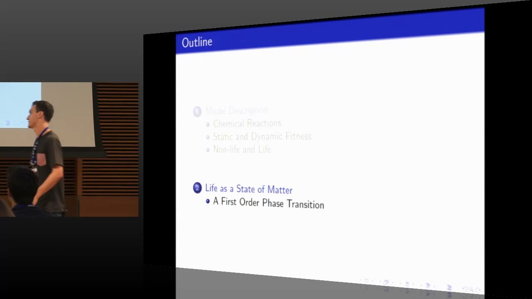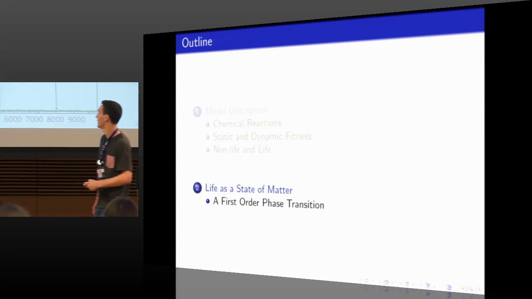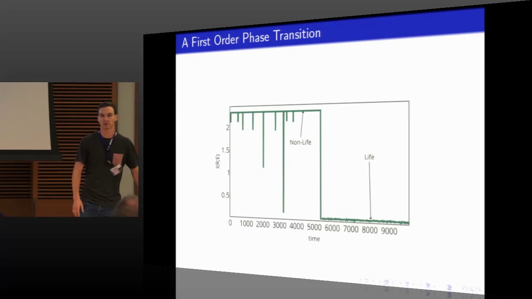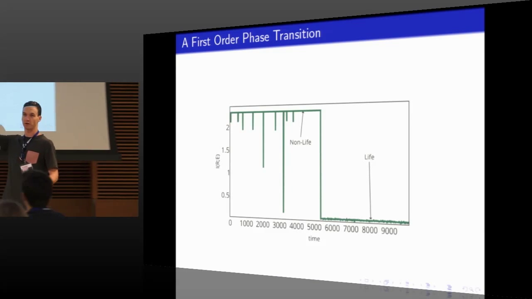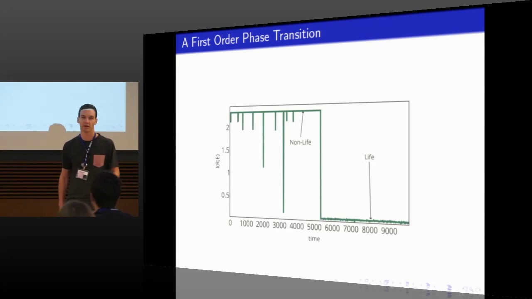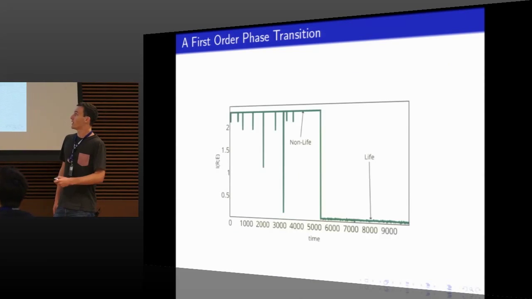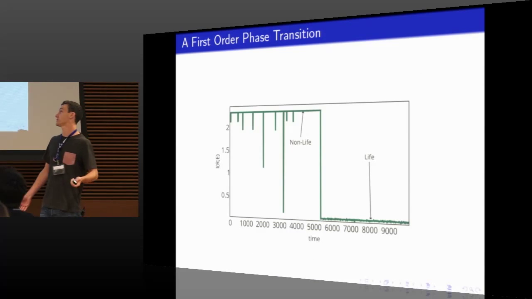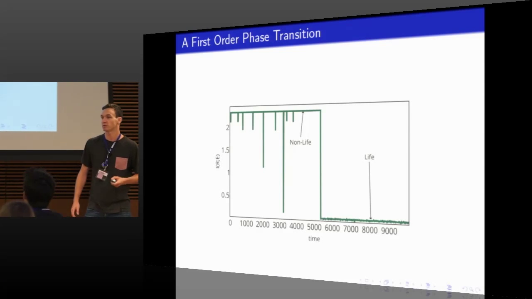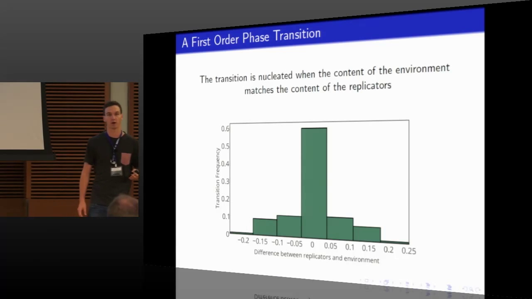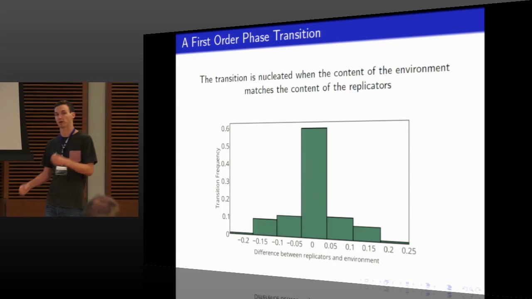So, as I said, there's a first order phase transition, and you might have predicted it. If you do any statistical physics or thermodynamics, you see these sharp discontinuities and state variables. That's a first order phase transition. So why does this happen? Well, and how does it happen? So the transition happens when the environments available, or the resources available in the environment, match the composition of replicators.